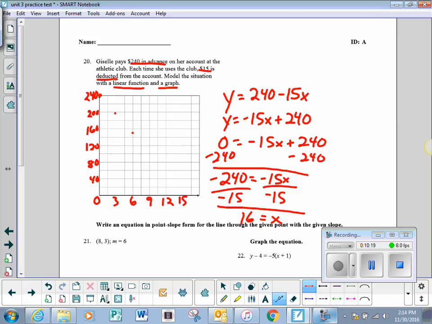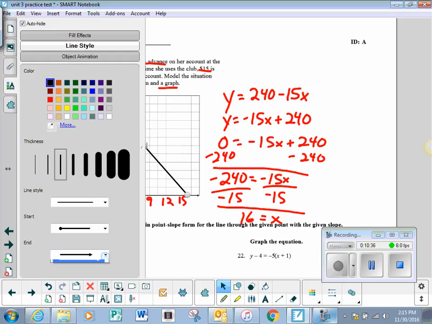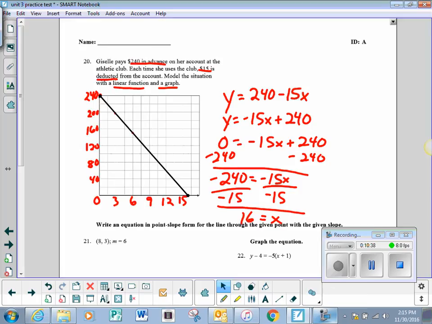And so then you can take this. This is going to be a ray. And you should get that she is going to get to 0 at 16, which is about right there. And actually, it wouldn't be a ray. It should be a line segment. There you have it. Okay? So that one was worth 2 points. 1 for the rule, or the function, and 1 for the graph.